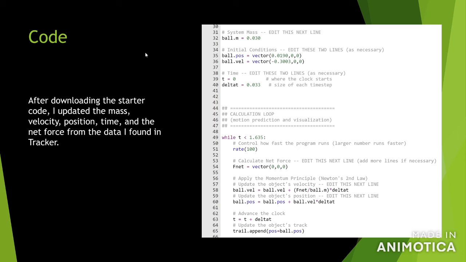The next slide goes into the code I used to create the computational model that predicted motion. I was given a starter code, and after I downloaded the starter code, I updated the mass, the velocity, the position, the time, and the net force. I also changed the velocity and position equations on lines 58 and 60 to better reflect the momentum principle and Newton's second law. The result of this code and the changes I made is that it creates a loop predicting an object's future velocity based upon their initial conditions.